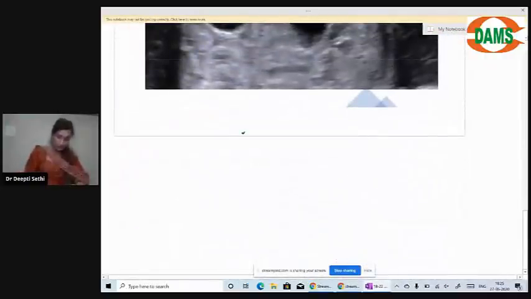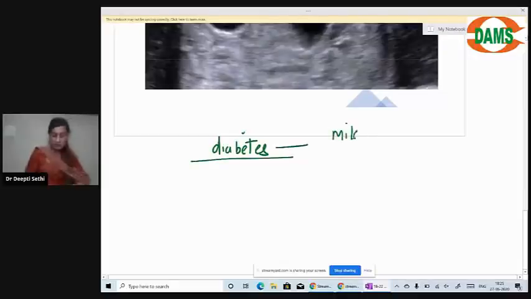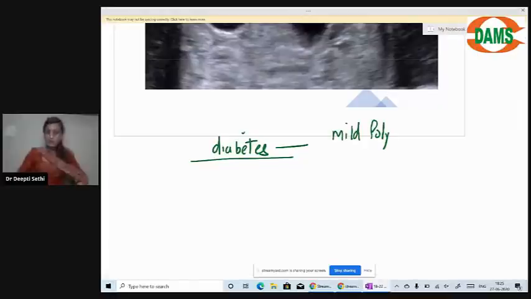Now, diabetes no doubt is associated with polyhydramnios, okay? But it is usually associated with conditions of mild polyhydramnios. It would not usually cause moderate to severe degrees of polyhydramnios. Secondly, diabetes does not generally produce GIT anomalies.